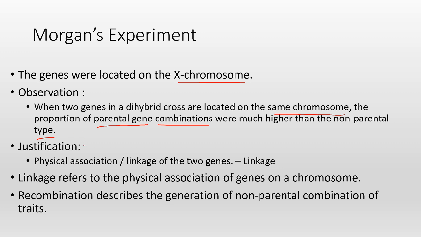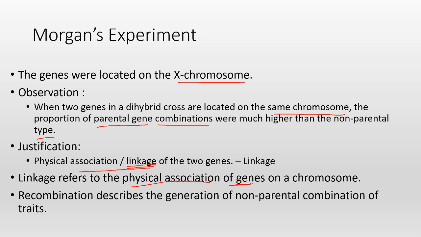Now why is this happening? The justification that came from Morgan was that there is physical association, or linkage. Okay, remember this word, very important. So there is physical association or linkage of the two genes. What is linkage? Linkage is the physical association of genes on a chromosome. We'll see that in a minute.